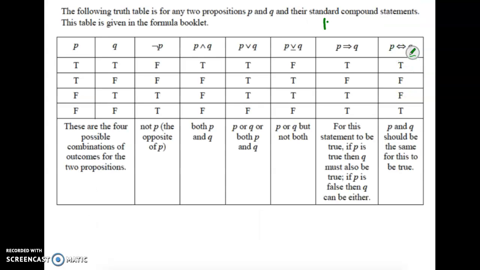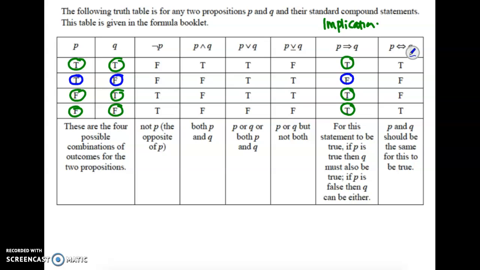So here is our implications rule. For this statement to be true, if P is true, then Q must also be true. If P is false, then Q can be either. So if we look at column 1 and 2, both of them are true. False, then true is still fine. False, then false is still fine to be true. So the only one that's not true is when you have a true, then a false. It's going to make it false.